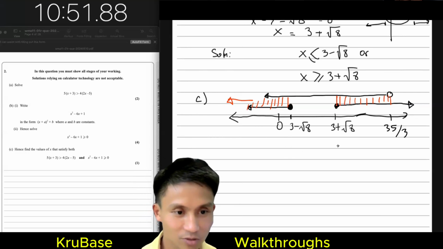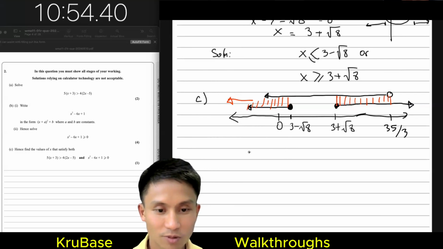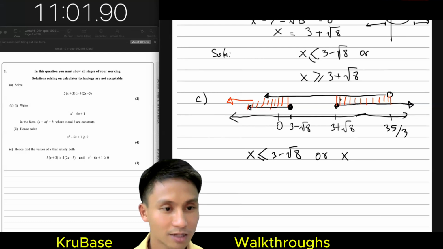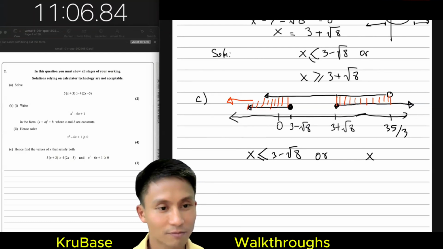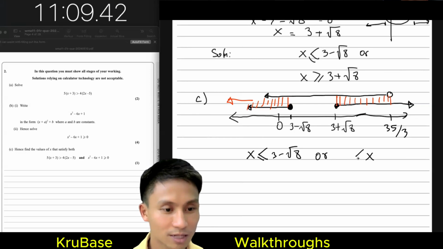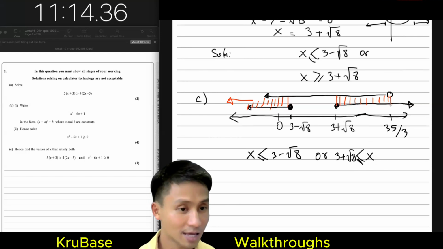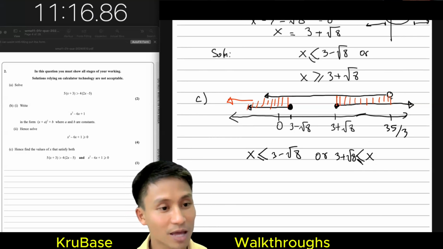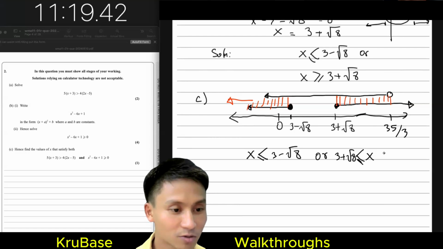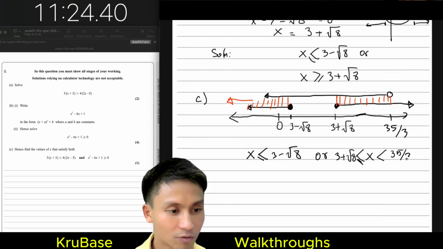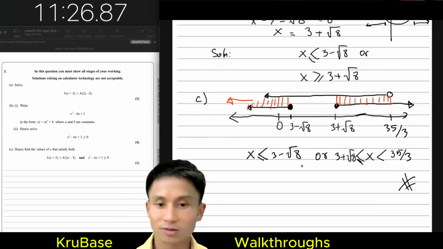So the intersected answer would be x less than or equal to 3 minus root 8, or x, so it's going to take that value as well. Let's do a range here. We have a lower bound here and an upper bound here. So this is less than 3 plus root 8 with an equal sign. And because the answer from A doesn't include 35 over 3, it's got to be less than 35 over 3. And that would be my answer to C.